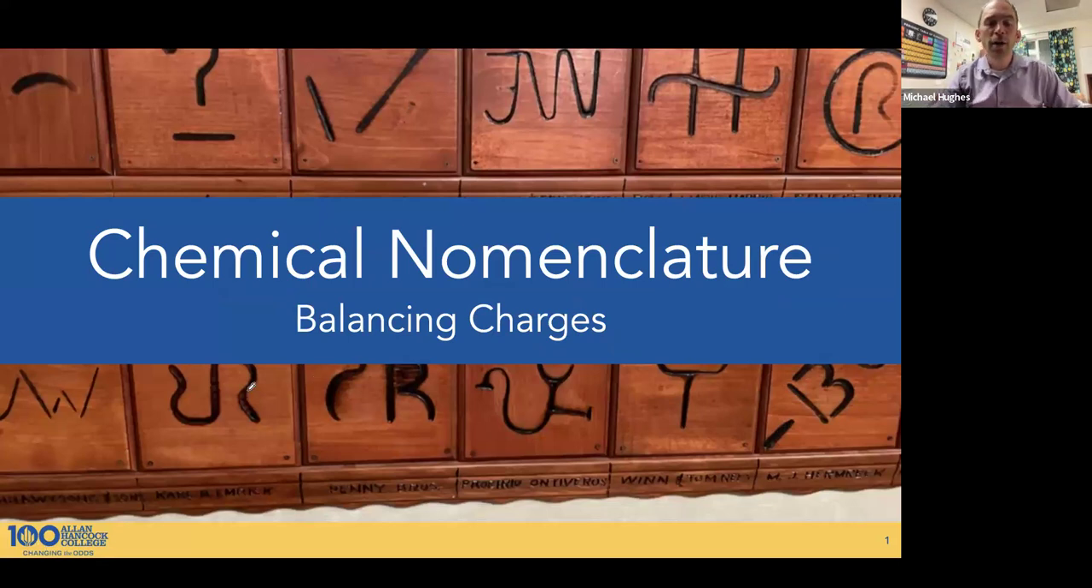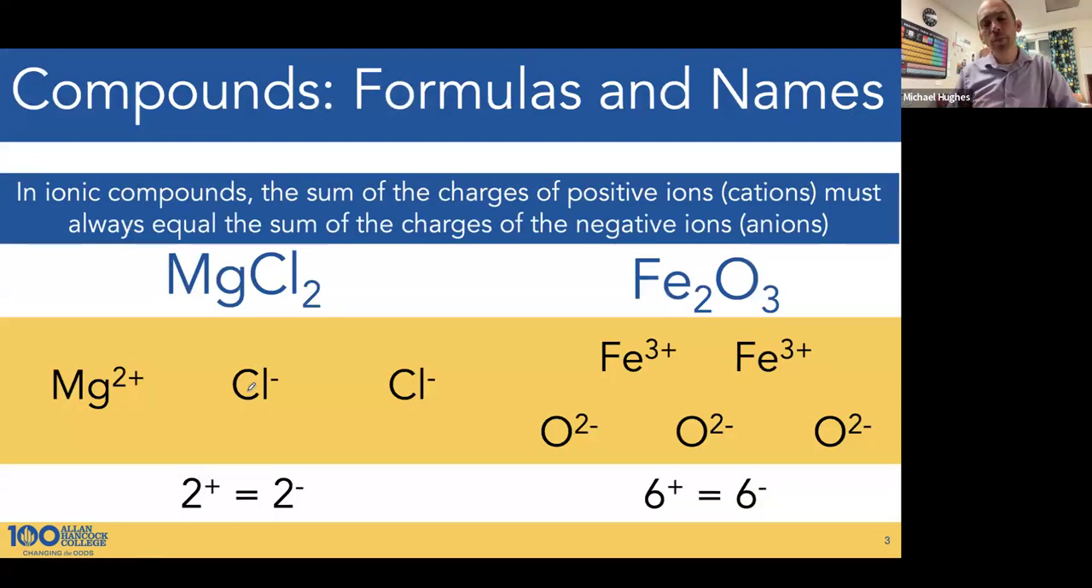Okay, so for our next assignment, hopefully you've already gone through the balancing charges for chemical nomenclature. In ionic compounds, we have negatively and positively charged anions and cations, which come together to form a neutral species. However many electrons were given up by the cation has to be as many electrons were gained by the anion. Another way to think of this is the sum of the charges must sum to zero. They must add to zero.